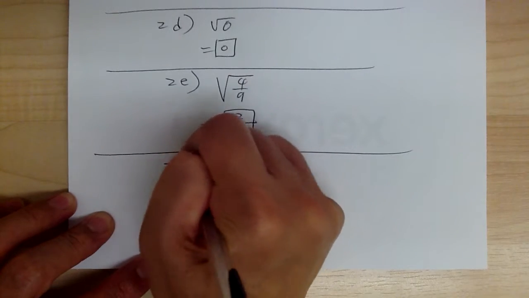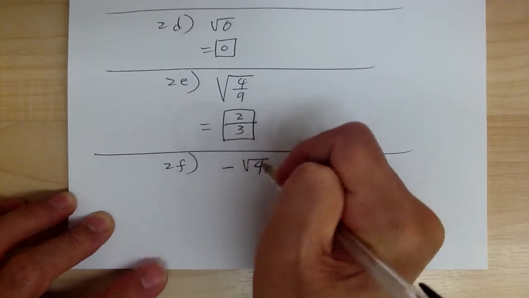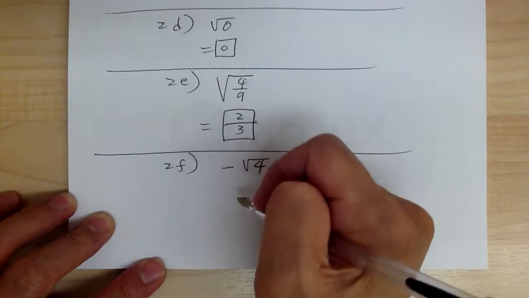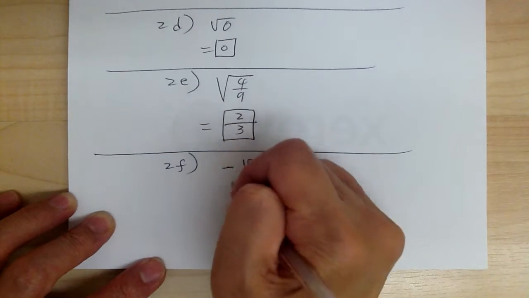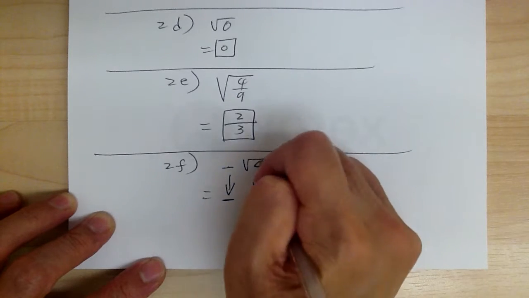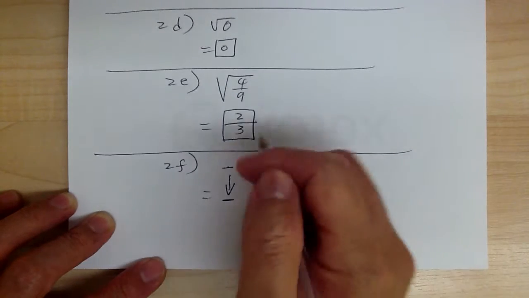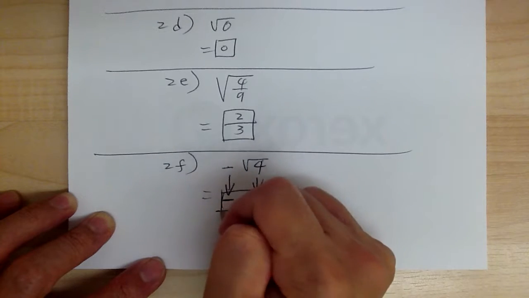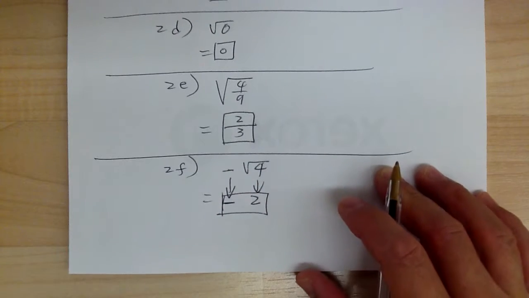Go to 2f, you've got negative square root of 4. What you need to do is go down and account for each part. The negative stays negative, you just don't do anything with that. This part here, square root of 4, equals 2. And so your answer would be just negative 2.